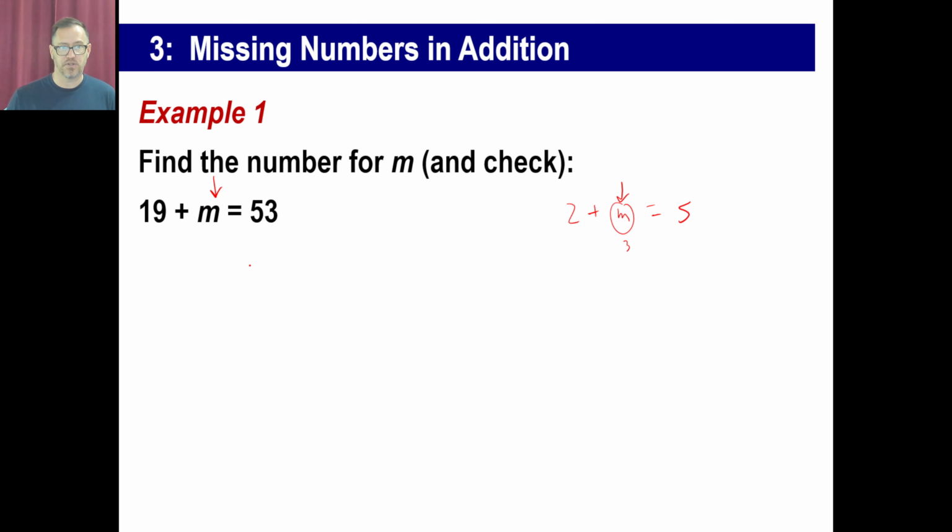So on this one, you would just say 53 minus 19. That's going to be what M is, right? So 13, can't do that. 13 minus 9 is 4. 4 minus 1 is 3. 34. There you go. That's all there is to it.